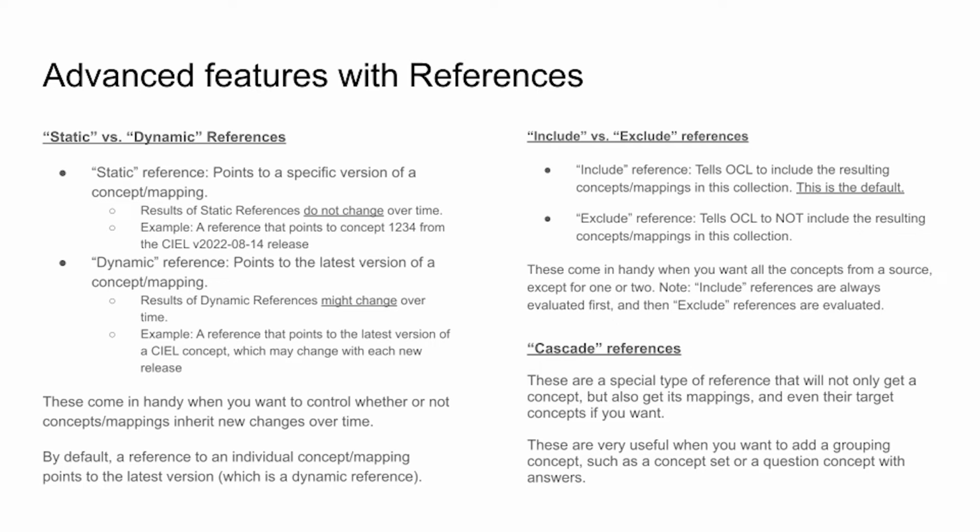Cascade references are a special type of reference that will not only get a concept, but can also get that concept's mappings and even the mapping target concepts if you want. These can be really useful when you want to add a grouping concept, such as a concept set or a question concept with answers. You can select the single concept, and then you can get all of its answers along with it in your collection.